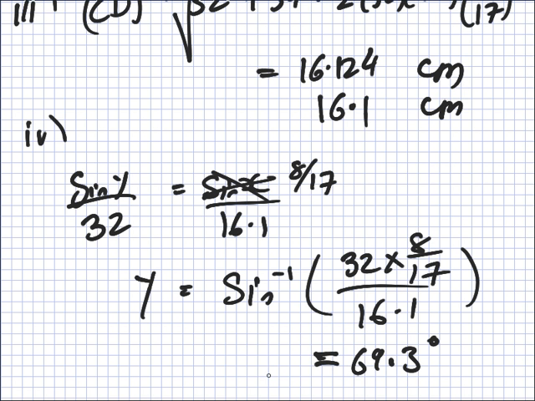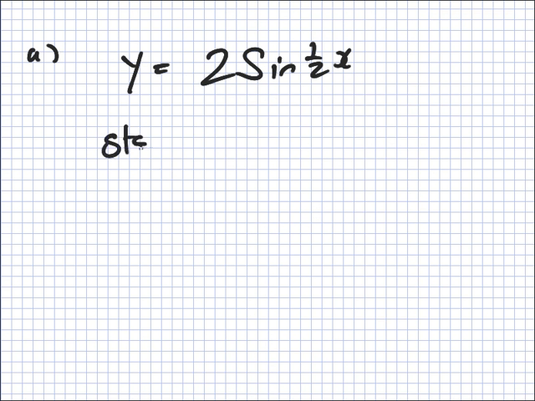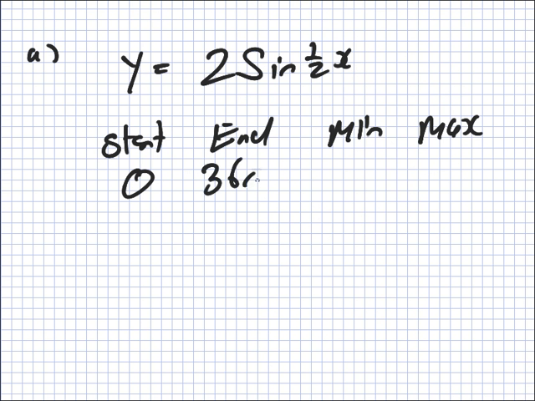Scrolling down. Part A of this question was: in your answer book, sketch the graph of 2 sine a half x between minus 360 and 360. Right. Start, end, min, max. So normally sine starts at 0, ends at 360, goes from minus 1 to 1. What's the effect of the 2?